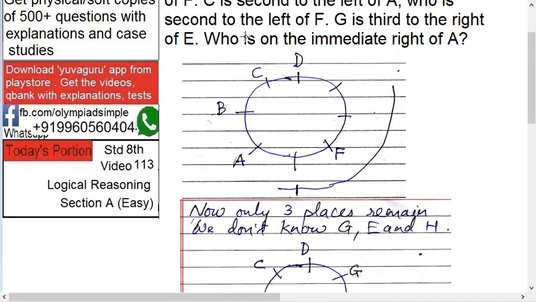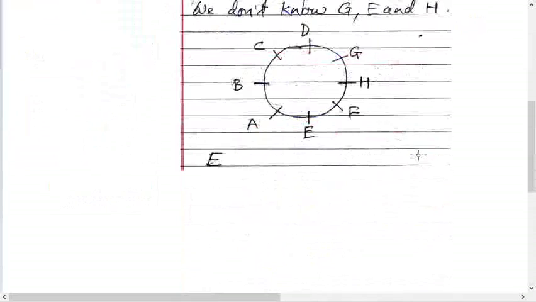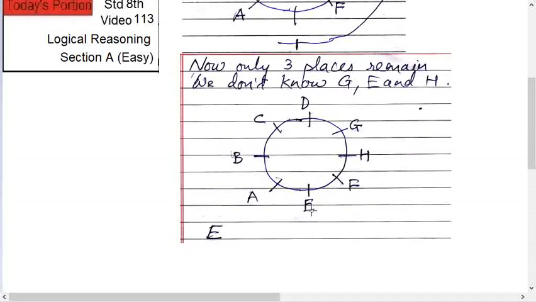When G is third to the right of E, what does that mean? Third place to the right of something means one of these blanks needs to be free. So if you place E over here, then the third place is 1, 2 and 3, and it is free. So you can place E over here, then 1, 2 and 3, now G. So only one place remains, and that is H.